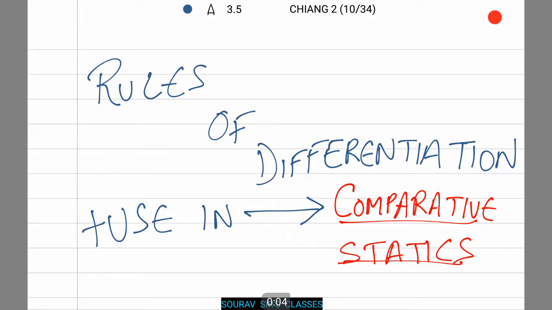Today we are going to be doing rules of differentiation and its usage in comparative statics. This is usually the portion that is very easy, but students usually find it very difficult to deal with. Let's begin.